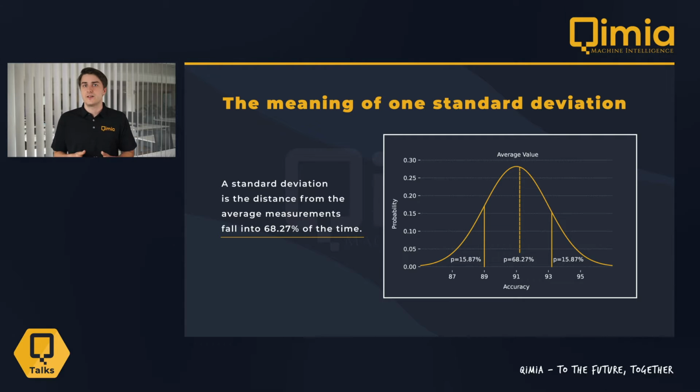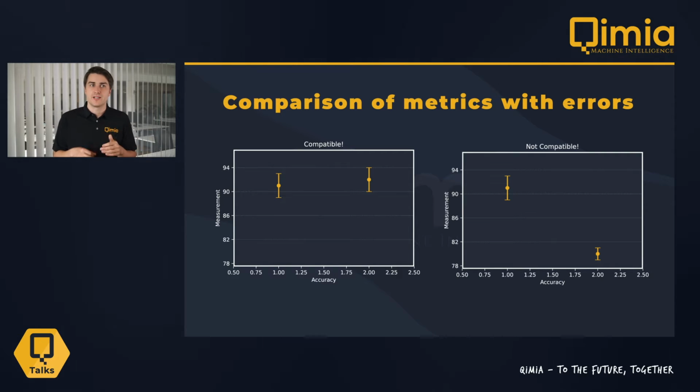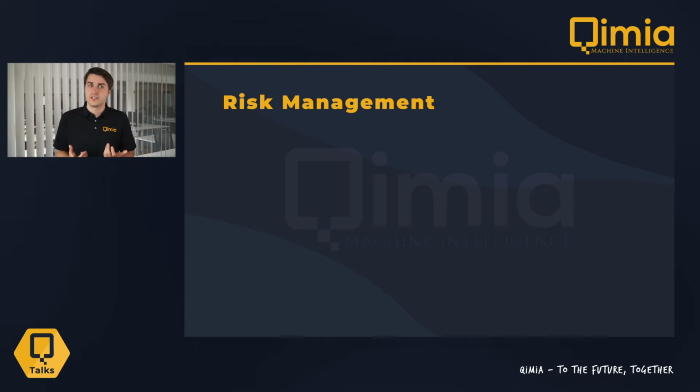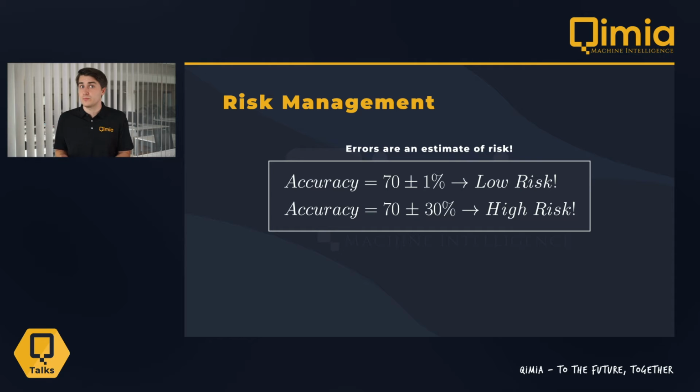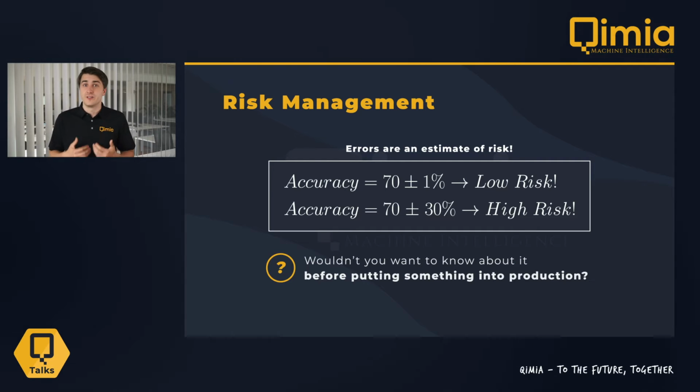Statistically, this means that 68% of our measurements should be between 89 and 93%. Now, if somebody else measures 92 plus minus 2%, we are still well within what we would expect, while if somebody measures 80 plus minus 1%, these two measurements are not really compatible and we know that something must have gone wrong. This can have very big effects on your decision making, because an accuracy of 70 plus minus 1% is a very different result than 70 plus minus 30%, and you might not want to put the latter one into production. In this way, the error estimate is an estimate of risk, because you can be sure that your model will always be in the area of error you calculated. And of course, you really want to be able to estimate this risk before putting anything into production.